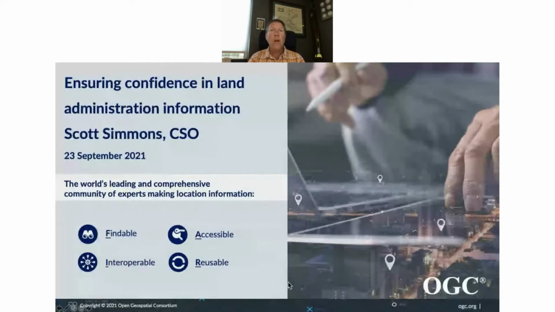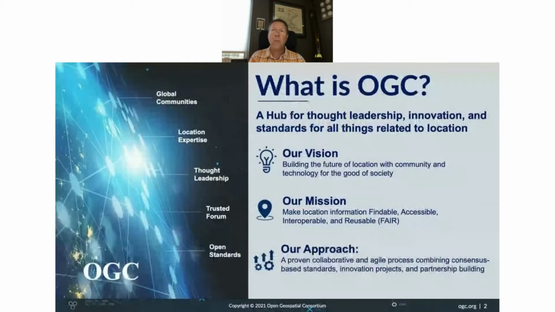Those of you not familiar with the Open Geospatial Consortium, OGC, we're an organization of 540 plus members, be them from commercial, government, research organizations, focused on one thing, and that's to make location information findable, accessible, interoperable, and reusable. And so all the context I provide today is really built around those principles.